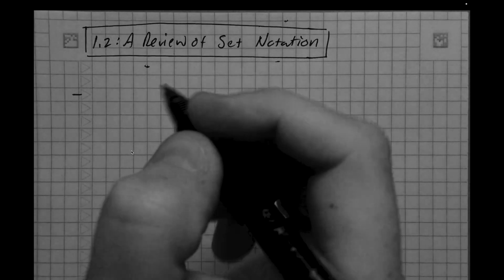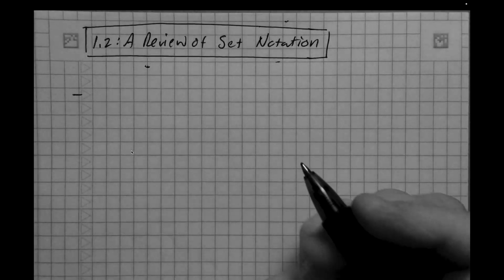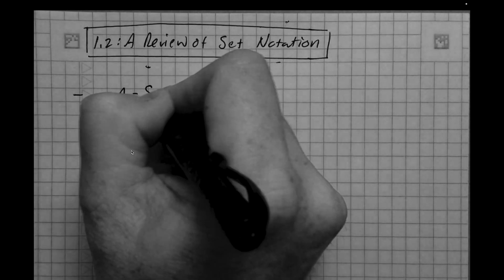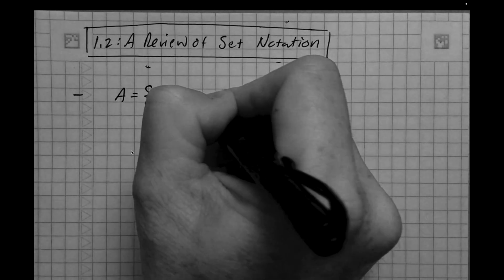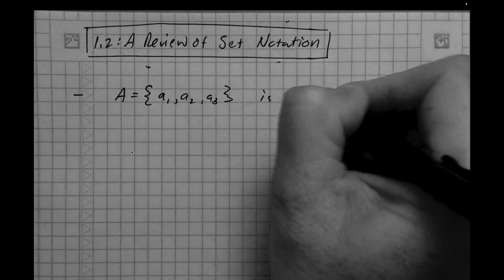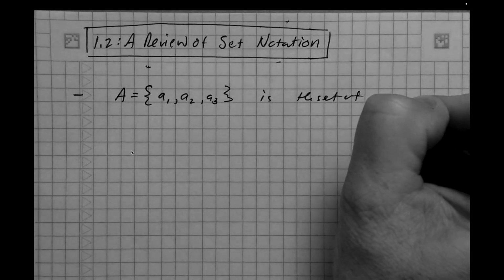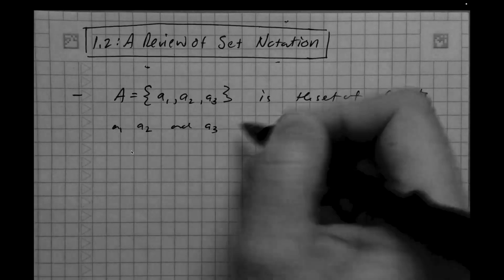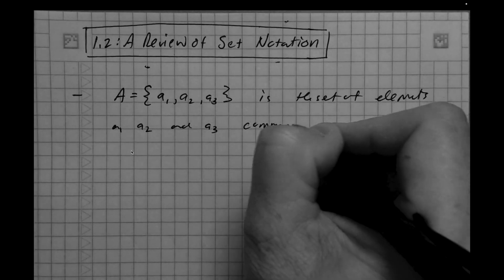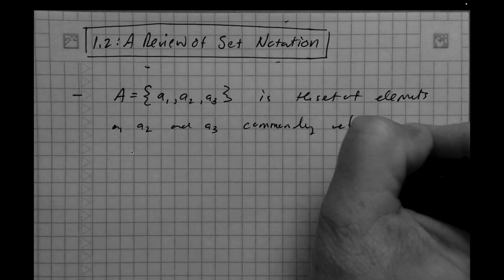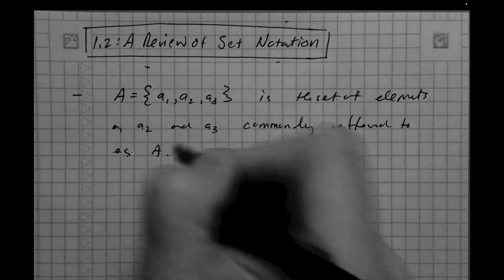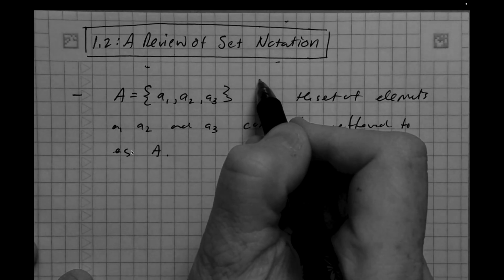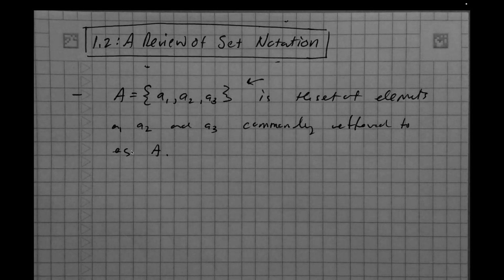We denote the set A containing elements A1, A2, and A3 as this. This is the notation we'll use: A1, A2, A3. This is the set of elements A1, A2, and A3, commonly referred to as A. So this is the set A. I think this might be called roster notation in set theory.